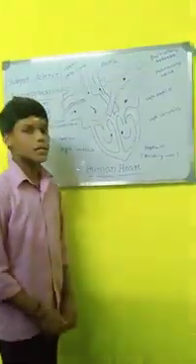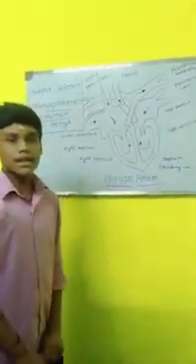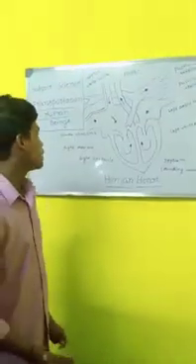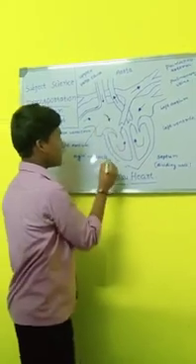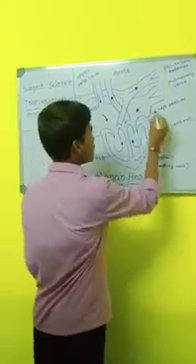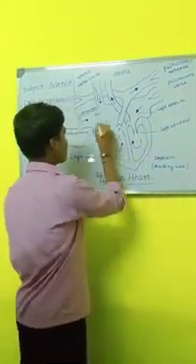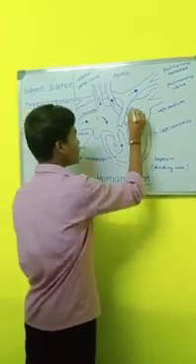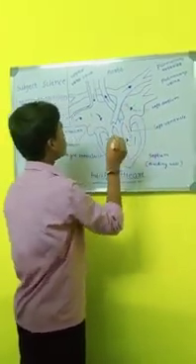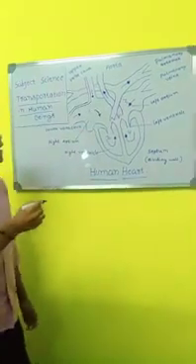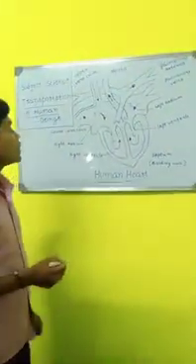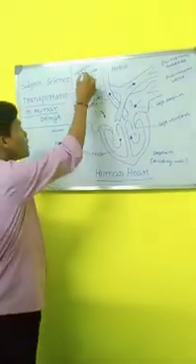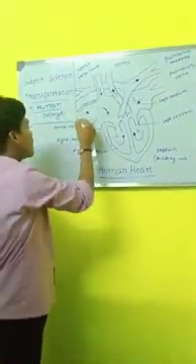Human heart consists of four chambers, hence it is called a four-chambered heart. The four chambers are right atrium, right ventricle, left atrium and left ventricle. These are the four chambers of the human heart. And vena cavas. Vena cavas are the tubes which bring the deoxygenated blood towards the heart. Upper vena cava and lower vena cava.